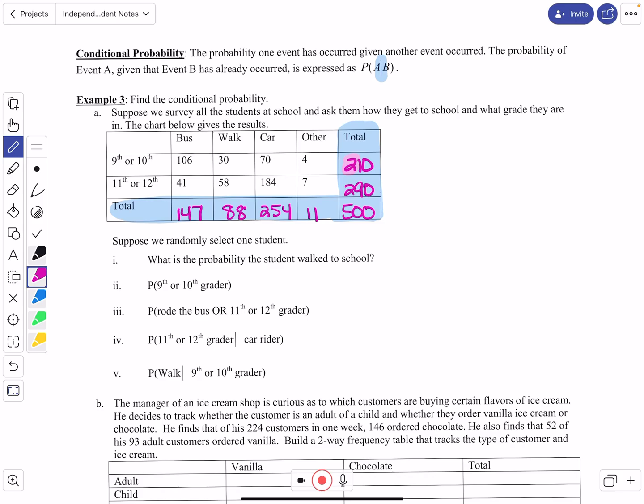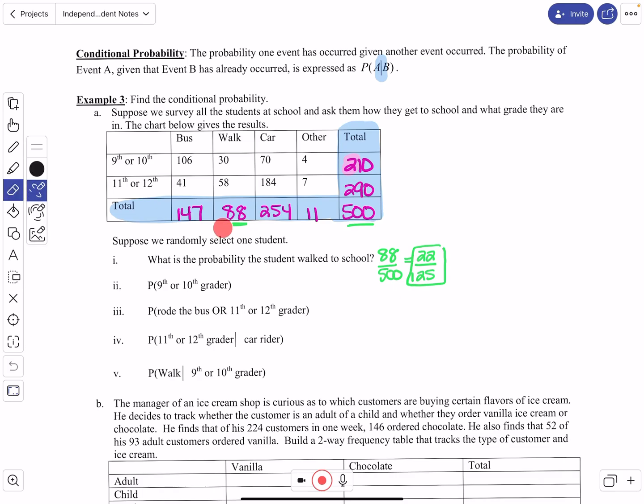Okay, so our first question is, what is the probability the student walked to school? So just walk to school. You go to that column, and we are just looking at the fact that they walked to school. So that's going to be 88 out of the grand total of 500. And that's going to reduce to 22 out of 125. Okay? So that one's pretty simple to start off with.